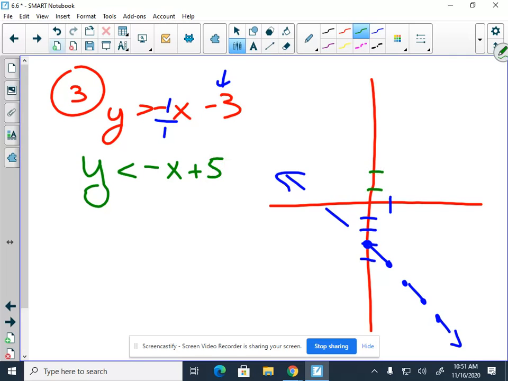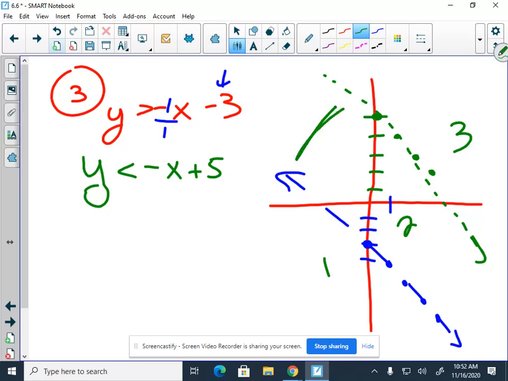So we go up 5, we put a dot. Then we go down 1 over 1, down 1 over 1. And this one is also a dashed line. Now remember, we shaded above the blue line, but this one tells us we need to shade above or below. Below. Now there's only 3 areas. There's area 1, area 2, area 3. Which area would have gotten shaded twice?